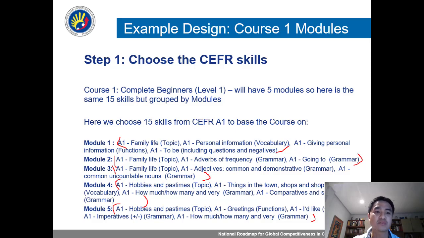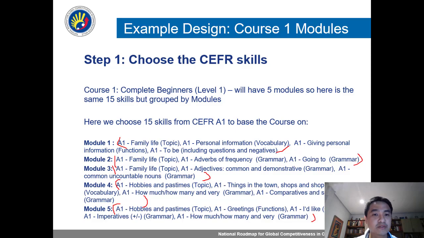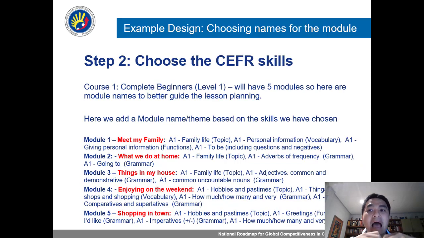And then after you've grouped them together in modules, we just give them a name, right? The only thing I changed was that these were just the CEFR skills. After that, I put a name or a theme. So module 1, I'll call it Meet My Family, and these are the things I'm going to tackle. And module 3, I'm going to call it Things in My House. These are the things I'm going to tackle, right? So for all of the things from the CEFR list, I just think of what are nice themes to call the module, and then at least I know these are the things I'm going to do or finish.